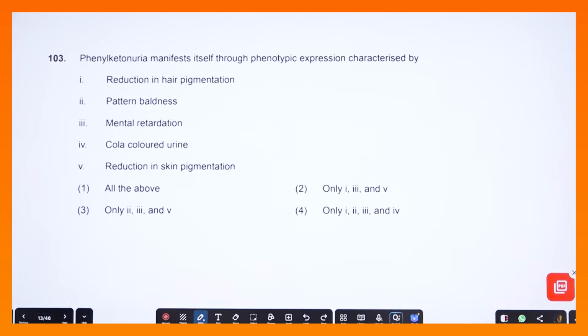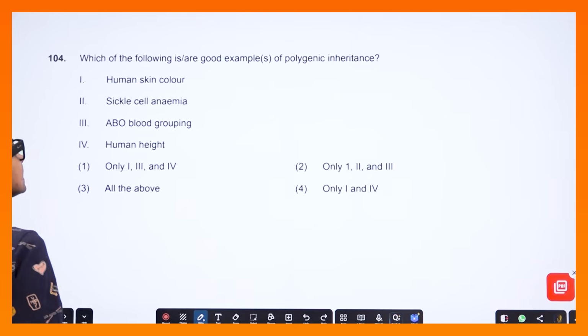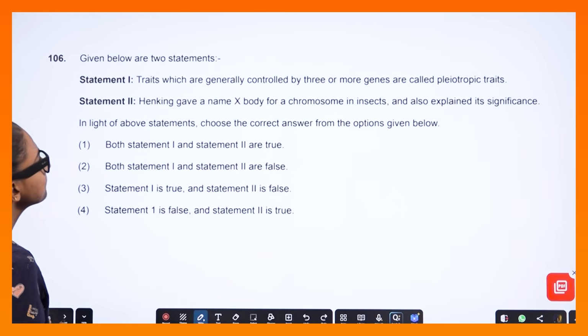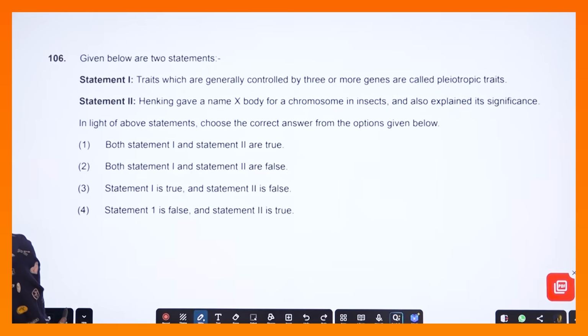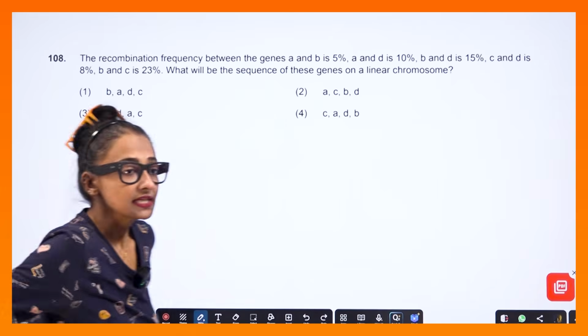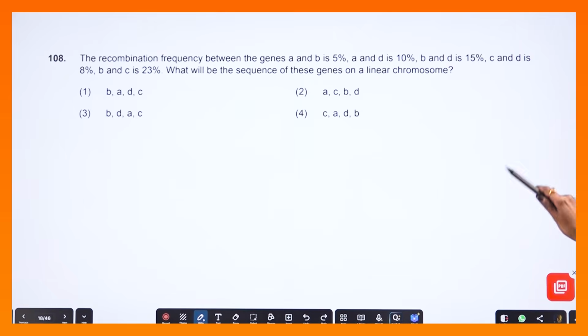Fine. We are not doing this. Phenylketonuria, this is easy. Polygenic inheritance is also fine. I'm not doing this with you. There is a skin color question. One second. Yeah, this one. There is a numerical out here where you need my help.